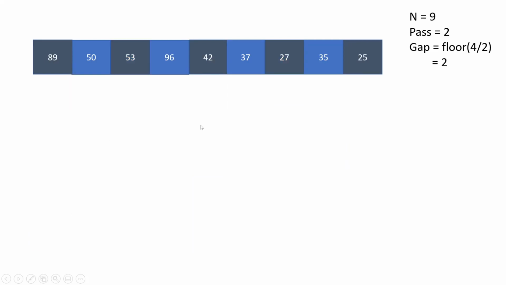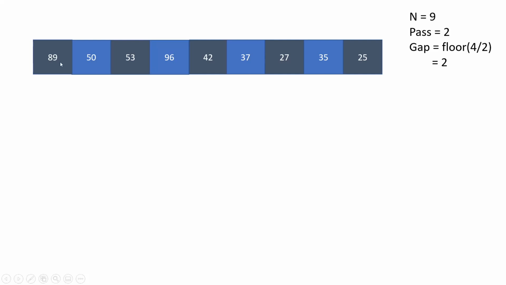After sorting when pass equals 1 and the gap equals 4, we will now find a new pass, and we will now find a new gap, and pass will increase by 1. And when pass equals 2, the new gap will be the floor of the previous gap divided by 2. So the new gap will be 4 divided by 2, which is equal to 2. So we'll compare elements that are 2 elements away from each other.